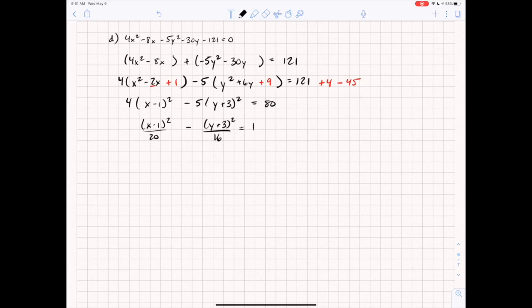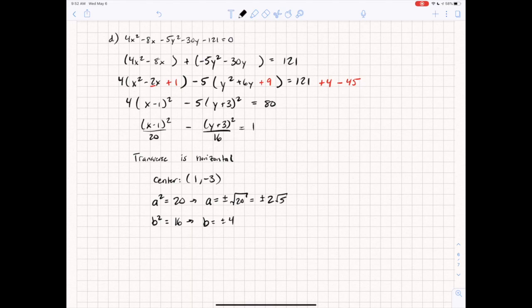Because the x term comes first here in the subtraction, the transverse axis is horizontal. So that means with the center being at h comma k, and this problem being 1, negative 3, I will be using my a value to get to my vertices. So a squared is 20, giving me a is plus or minus the square root of 20, which is plus or minus 2 root 5. 4 times 5 is 20. For my b, to help make the box, b squared would be equal to 16. B is equal to plus or minus 4.